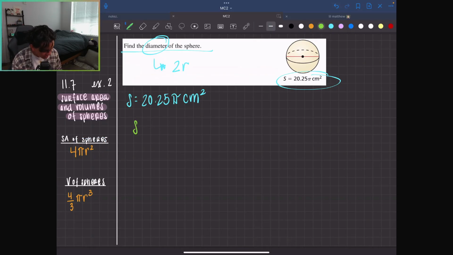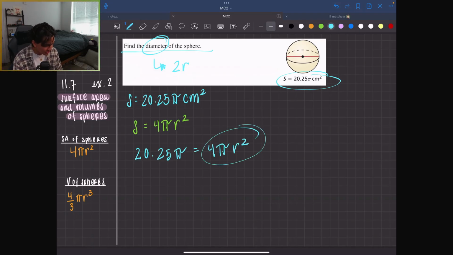So the surface area of a sphere is equal to 4 times pi times r squared. Okay, cool. So we already know what our surface area is here. So let's substitute that. 20.25 pi equals 4 pi r squared, since that is what the surface area is.